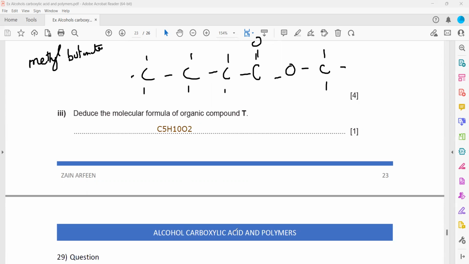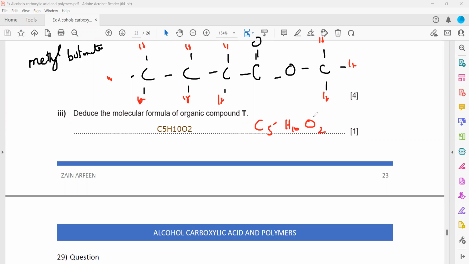You don't need the structure to be shown; you have to find how many carbon and hydrogen atoms are there. This is the structure of methyl butanoate. So I have 1, 2, 3, 4, 5, so I'll write C5. How many hydrogen are there? 3, 4, 5, 6, 7, 8, 9, 10. So H10. And how many oxygen are there? O2.